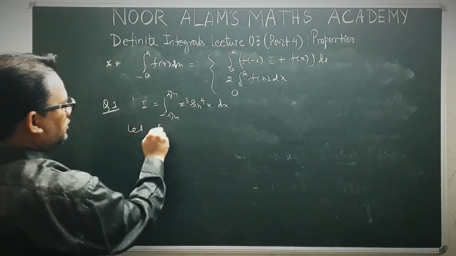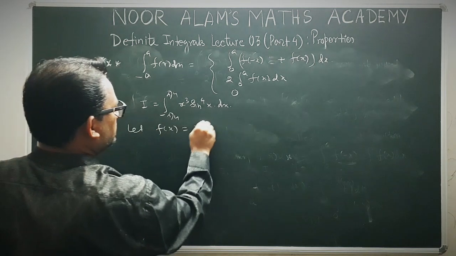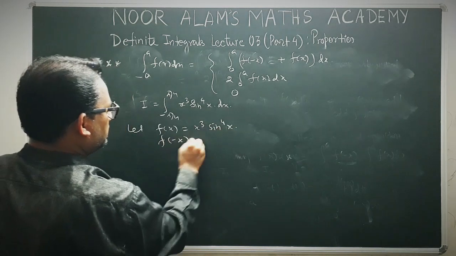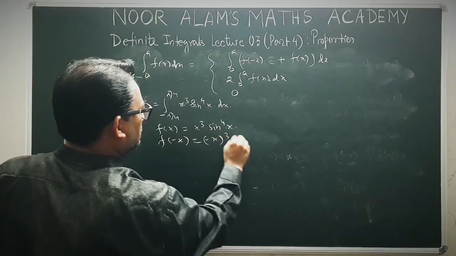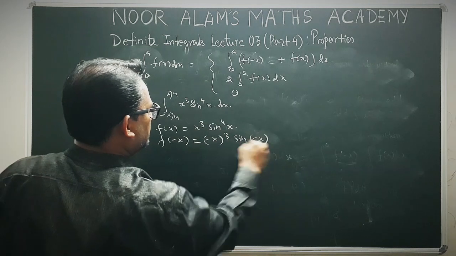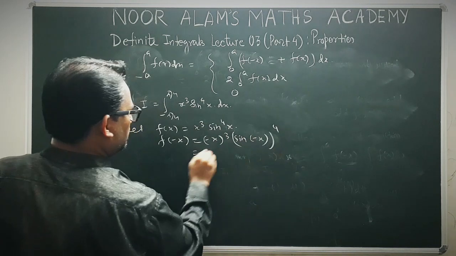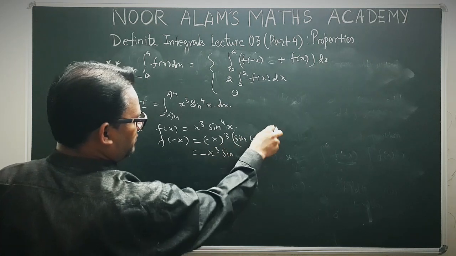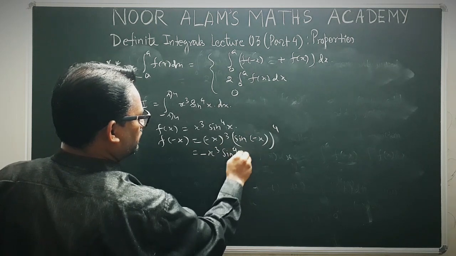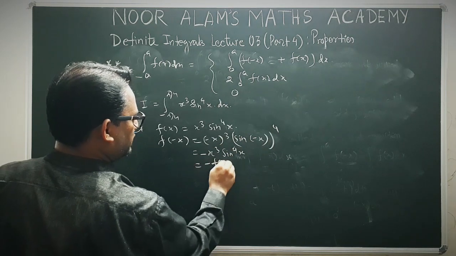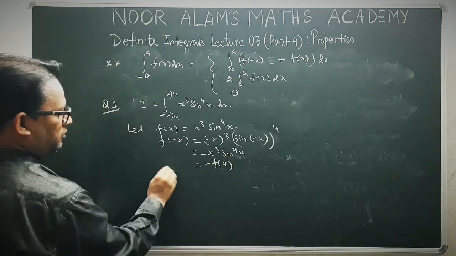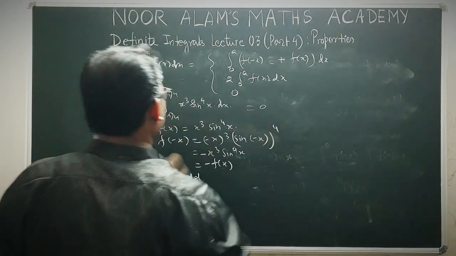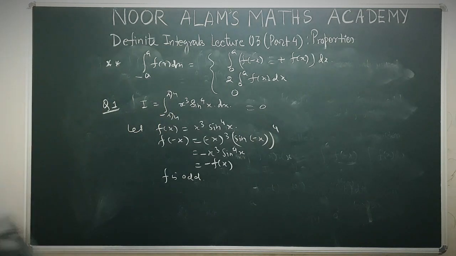So let f(x) equal x cube sine 4x. f of minus x will be minus x whole cube, sine of minus x power 4. So you have x cube with a minus sign outside, and since the power is 4, sine 4x. So therefore it is minus of f(x). What you see is that f is an odd function. No need to solve, your integration value is 0. You get 0.